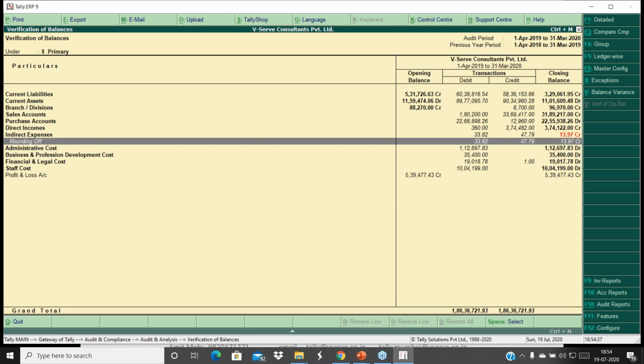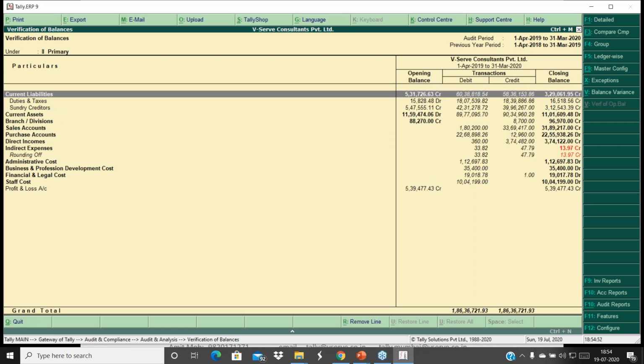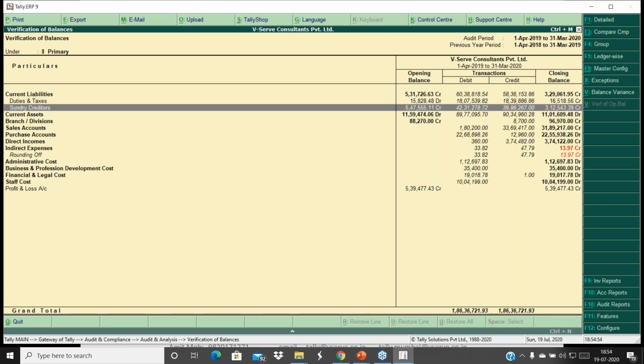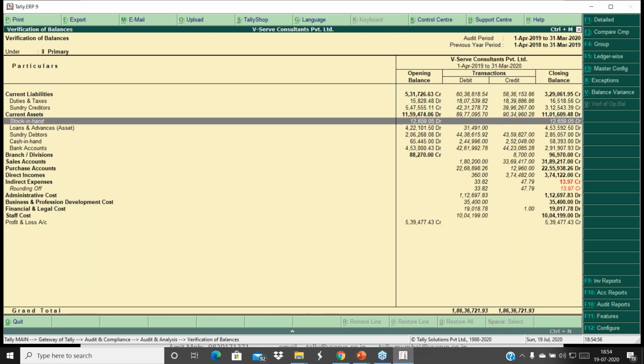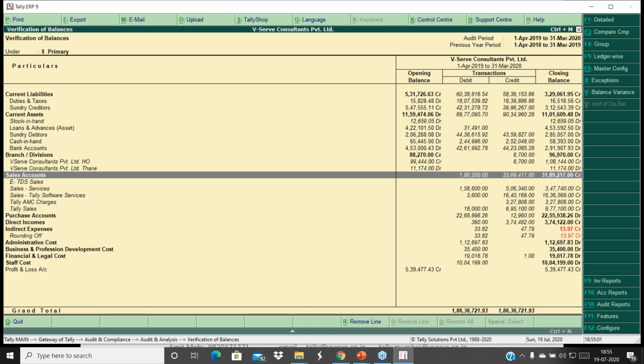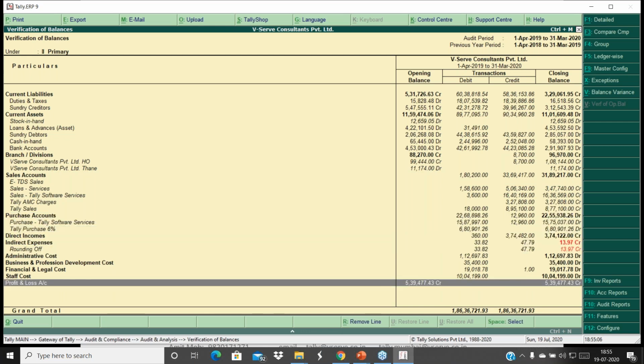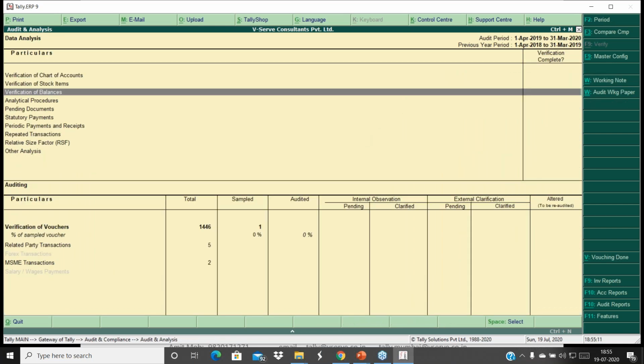So that particular ledger has a credit balance and has been wrongly grouped under indirect expenses. It may finally be grouped under indirect income. But anyway, that's how the configuration was done. Similarly, under each of the groups, you will be able to see the entire movement, or whatever you wanted to see. So this is how the verification of balances can be carried out.